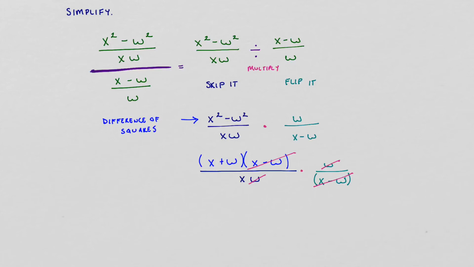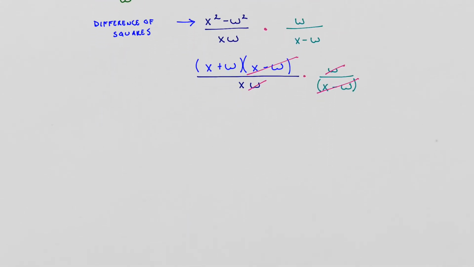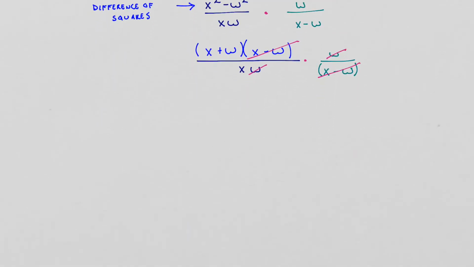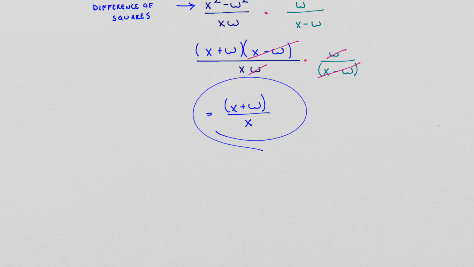So what's left? Well, first I'm going to create a little bit more space for myself. So what's left is we have x plus w. You can put those grouping symbols around if you would like. If you forget them, it's not a big deal. And then we have x in the bottom. So the one thing that I want us to note here, this is our final solution. We cannot clean anything else up.